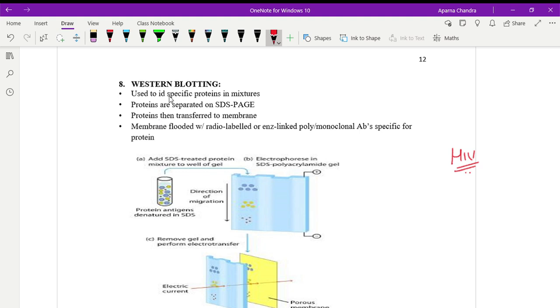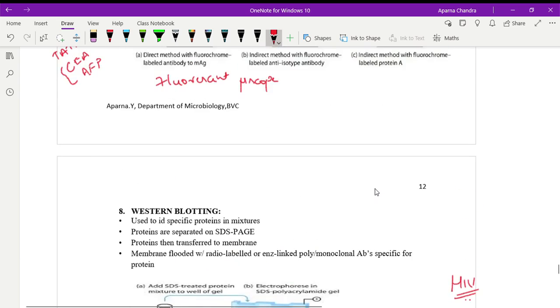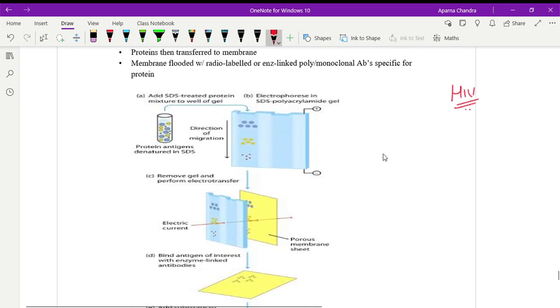This is used to identify specific proteins in the mixture, and these proteins are separated on SDS-PAGE. Proteins are then transferred onto the membrane, and the membrane is flooded with radiolabeled or enzyme-linked polyclonal or monoclonal antibodies specific for that protein. Those are the steps in the procedure.